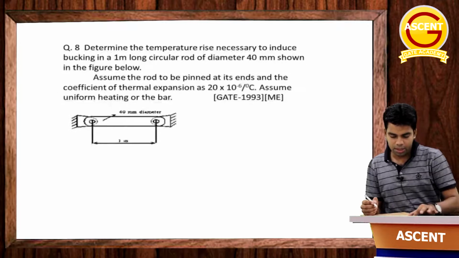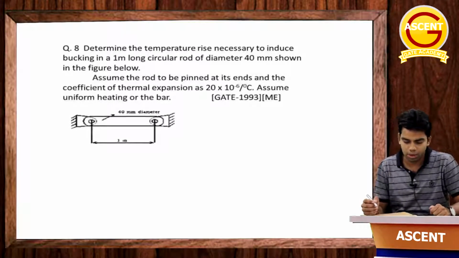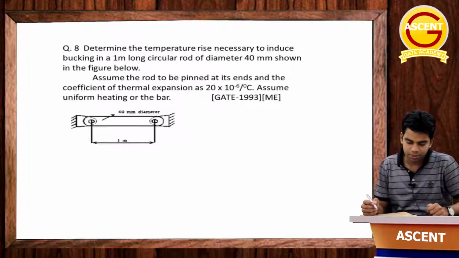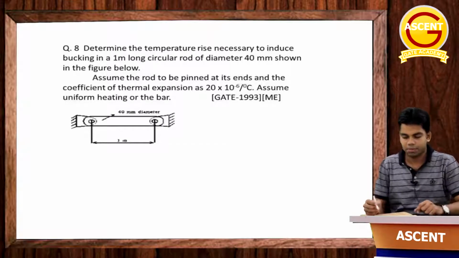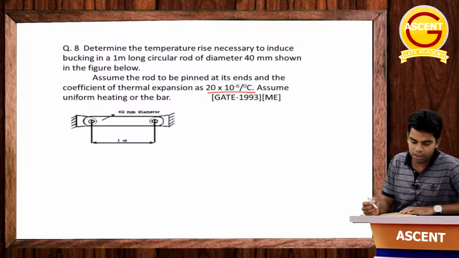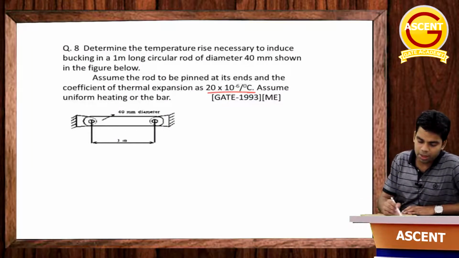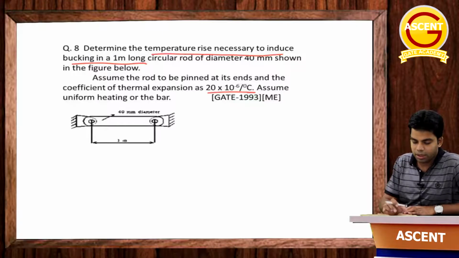Determine the temperature rise necessary to induce buckling in a 1 meter long circular rod of diameter 40 mm shown in the figure. Assume the rod to be pinned at its ends and the coefficient of thermal expansion is 20 into 10 raised to power minus 6 per degree centigrade. Assume uniform heating of the bar. What we have to determine is the temperature rise which is necessary to induce buckling in a 1 meter long circular rod. How much temperature rise will we give this rod? This is the rod given.